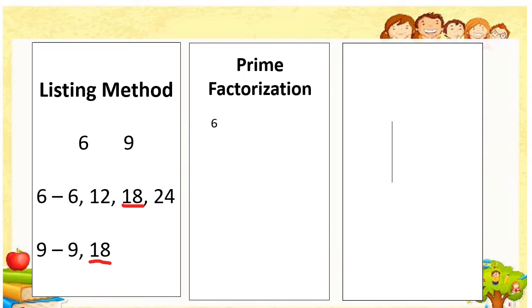Hanapin yung prime numbers na multiply natin kay 6. So, we have 3 and 2. Okay na yan. Tapos, how about 9? We have 3 and 3. Ayan. So, si 6, 3 and 2. Si 9, 3 and 3.